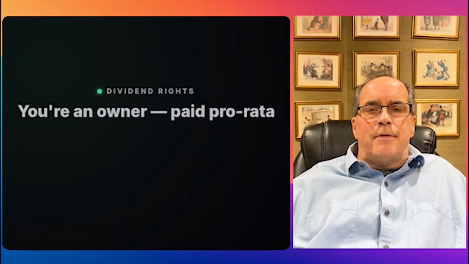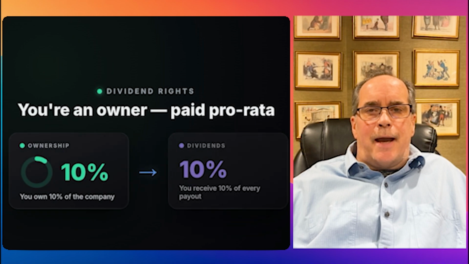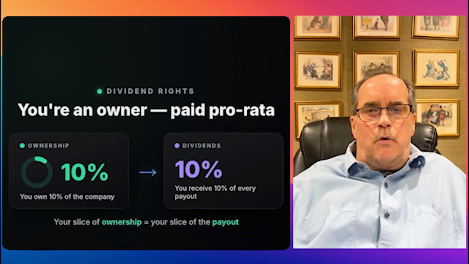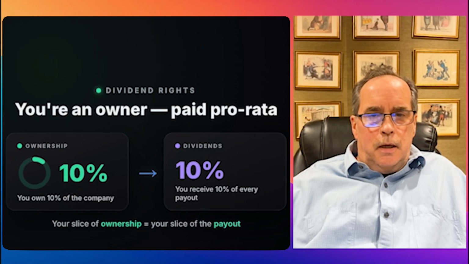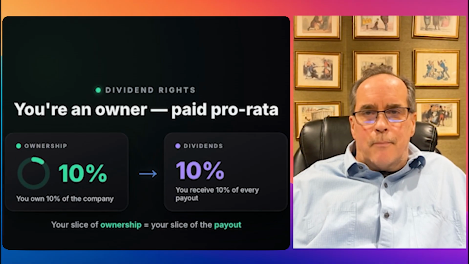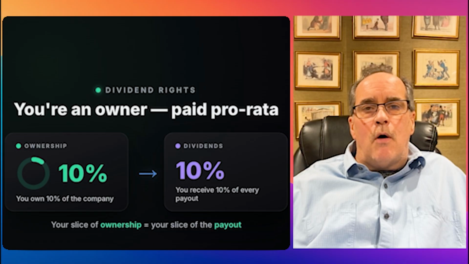One of the rights that you have is that if the company has earnings that they pay back in dividends to the shareholders, you get your prorated amount. If you own 10% of the company, you get 10% of the dividends. If you own 1% of the company, you get 1%. If you own 0.001%, you get that part. You're an owner. When you own stock, when you own equity, you are an owner.